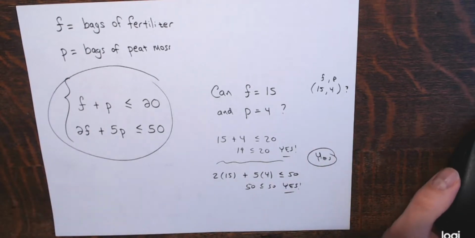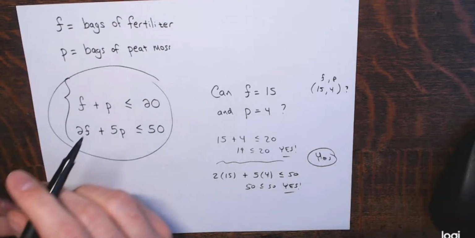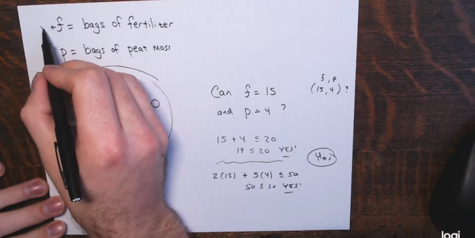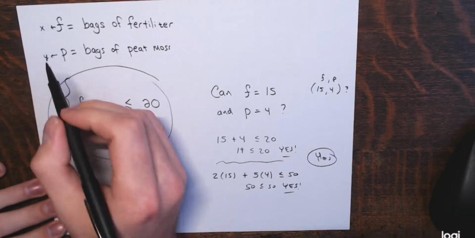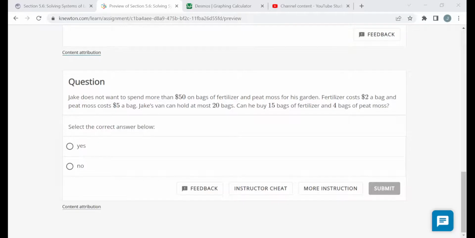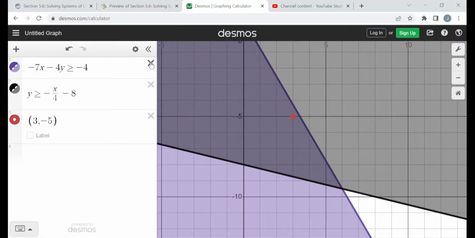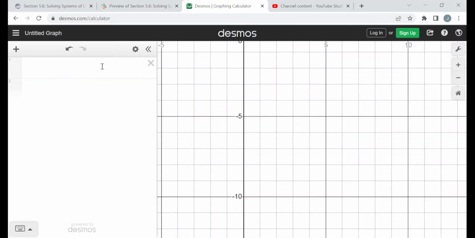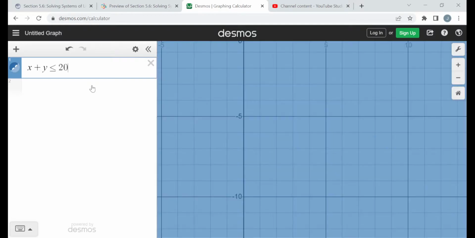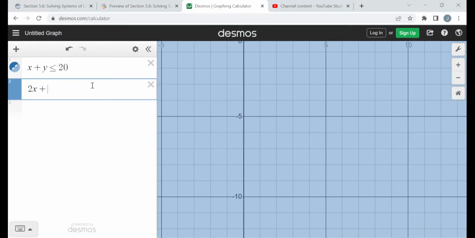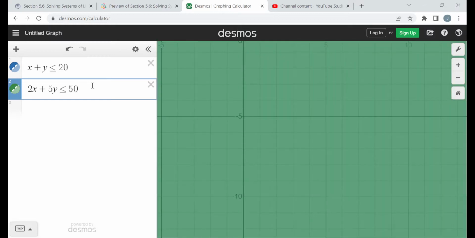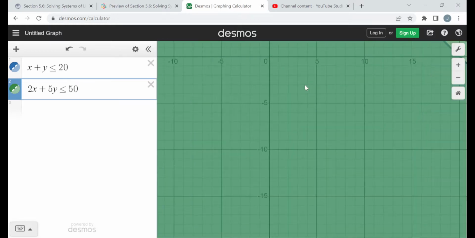Now, you could also check this by, hey, if I called f x and p y, we could go to a graph here. Get rid of this stuff. The inequalities, one was x plus y was less than or equal to 20, and then 2x plus 5y must be less than or equal to 50. And I'll bump this out so we can see the regions.